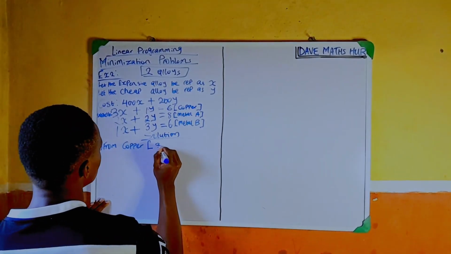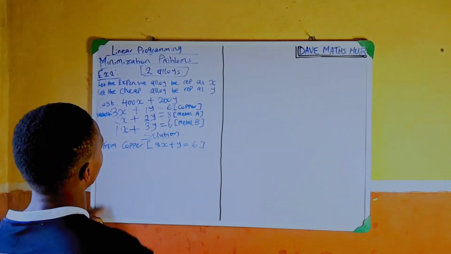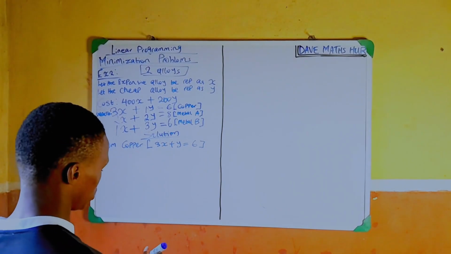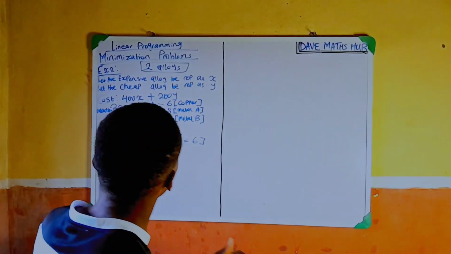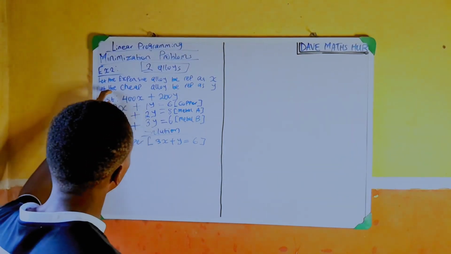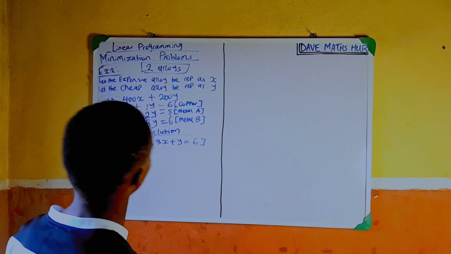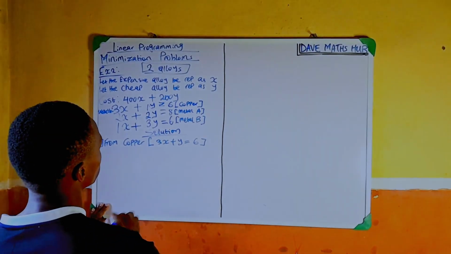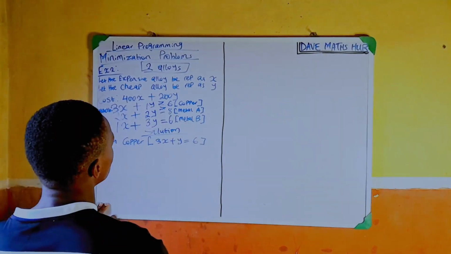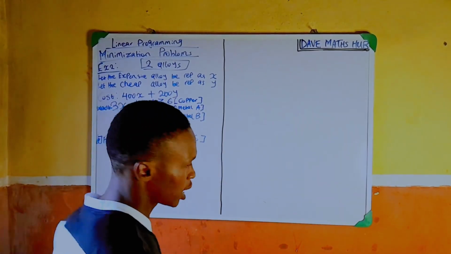The copper constraint is 3x plus y equals 6. Now, for maximization, because we're told to maximize, we can use up to that extent or less than it. For minimization, we will use up to that extent or greater than it. It is the inverse. So this should be greater than or equal to, this should be greater than or equal to, this should be greater than or equal to, because look at it this way.